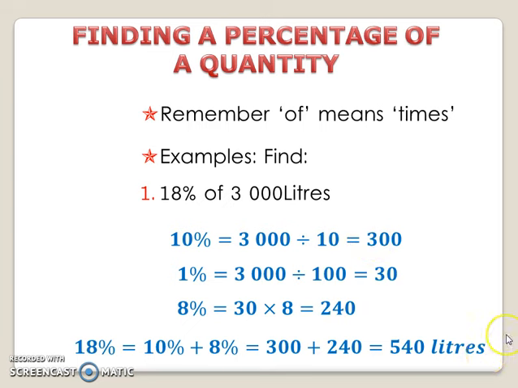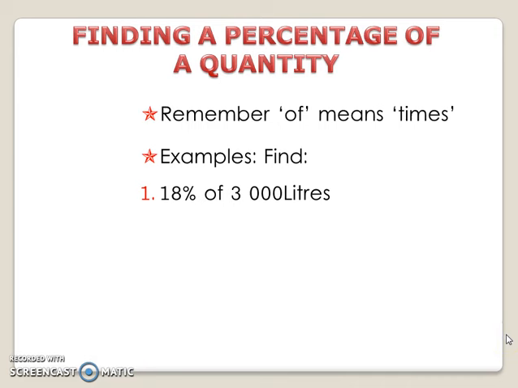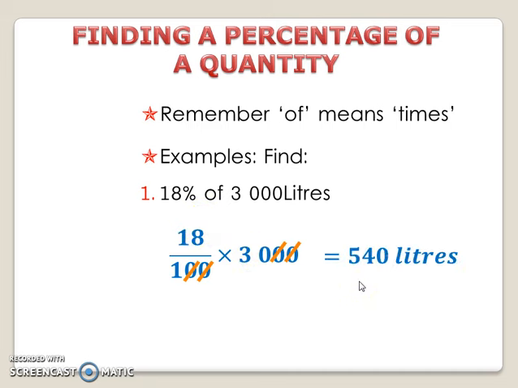So that's one method of finding this kind of question without a calculator. Another method would just be writing it in our fraction form and then working out that problem. So you can do a bit of cancelling down with the zeros, and basically you'll be working out the sum of 18 times 30, and you will still get the same answer.